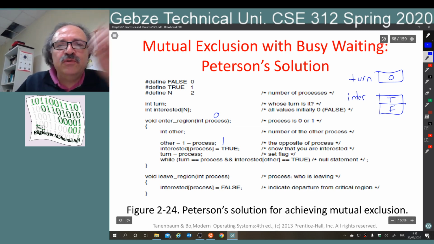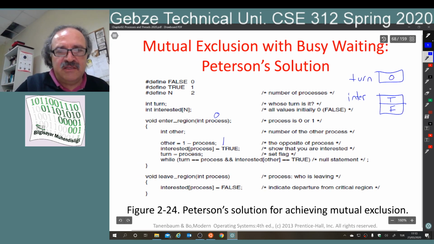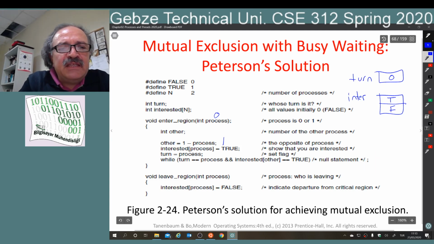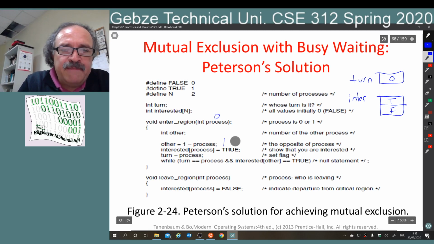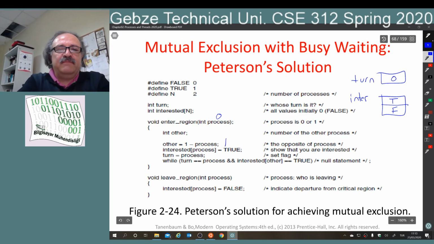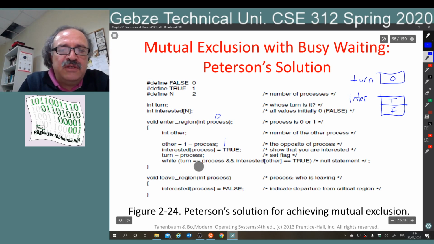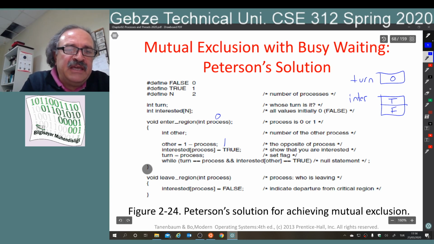So let's make this true. I am interested. And I will make the turn 0. Okay, it is 0. So I am in this loop now. See, there is a possibility of busy wait. So it says that if the turn is the process, and if interested other is true, that means that if the other one is interested, what is other? Other is 1, right? If the other process is interested and the turn is my process number, then I will wait because the other one is trying to enter the critical region too. If the other is not interested and if the turn is process, then I will not enter this loop and I will exit from this function.